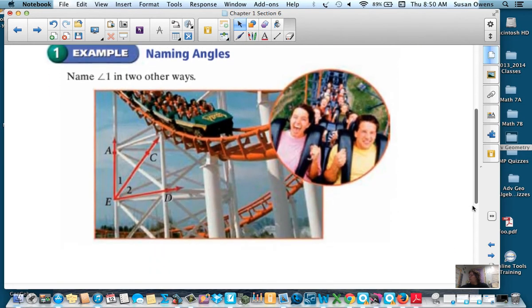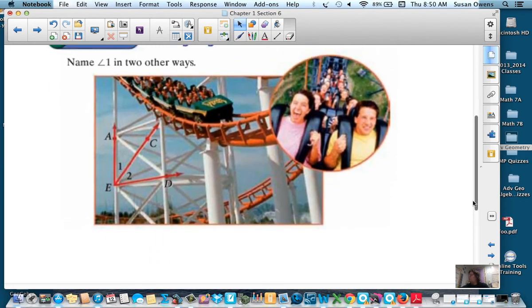So the one at the bottom, they say name angle 1 in 2 other ways. So when I look at it, angle 1 I can't call angle E because E is the vertex of angle 2 also, and it's also the vertex of the angle that would be a combination of 1 and 2. So, but what I can do is I can use 3 points. So I can call it angle AEC or angle CEA.